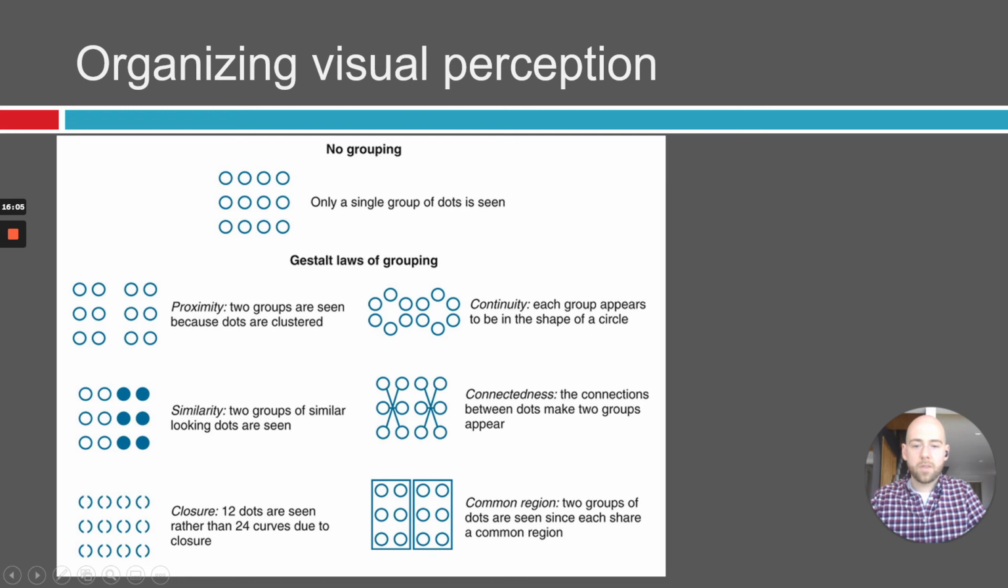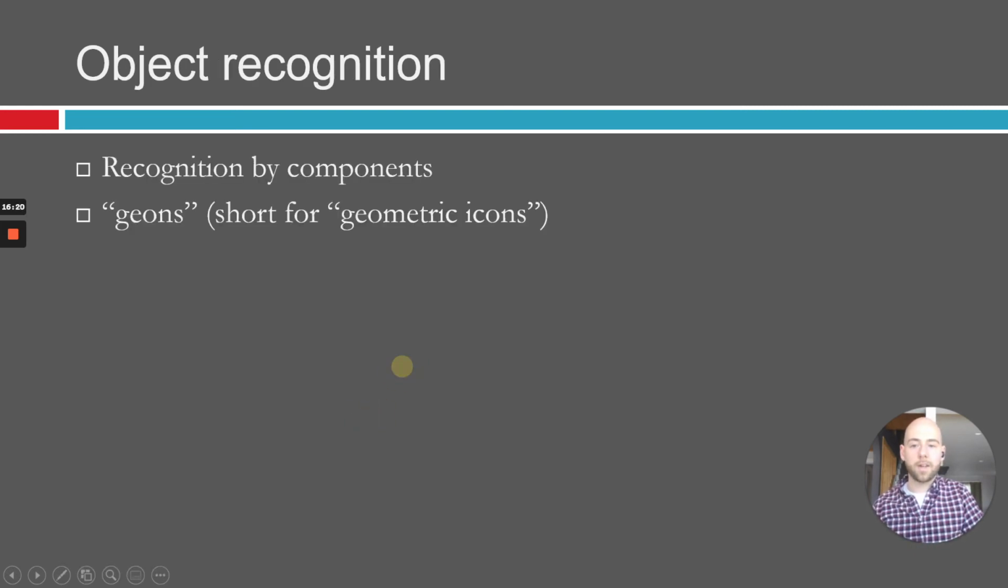Connectedness, again, makes two groups appear, and if you have some sort of region having things together, then that makes them seem like a group as well. So even though there's not that big of differences between a lot of these pictures, it can really change the way that you see things as being related or not.